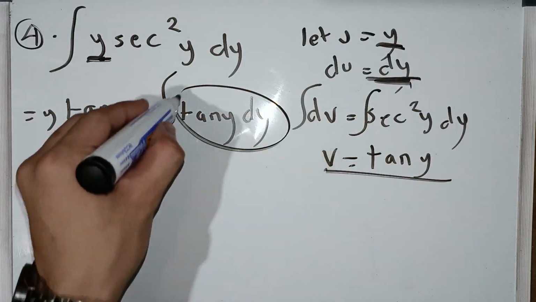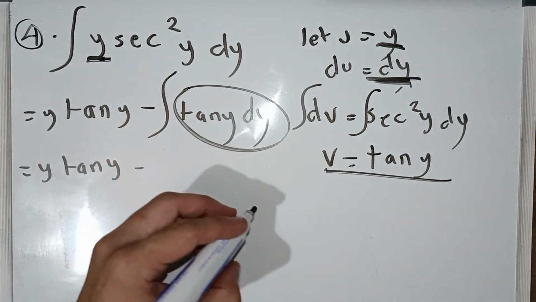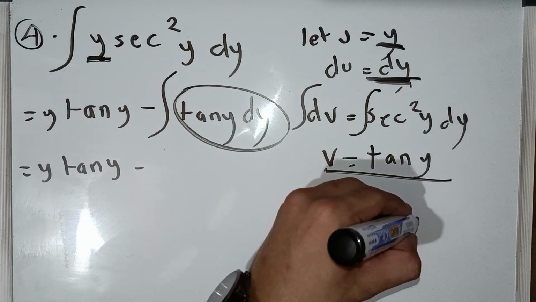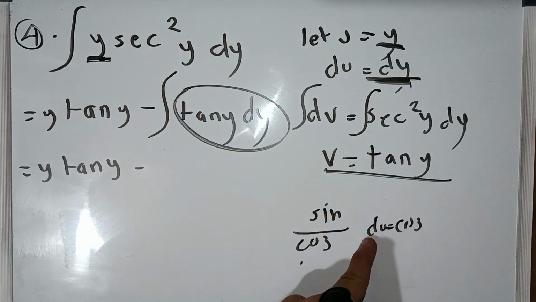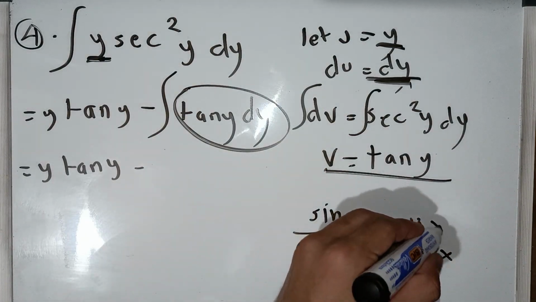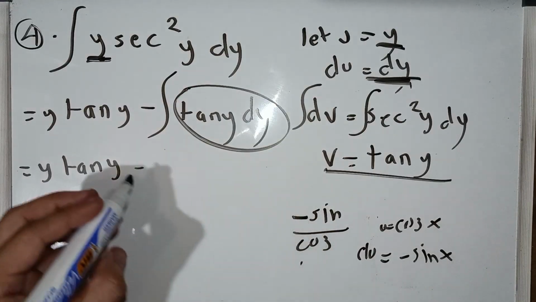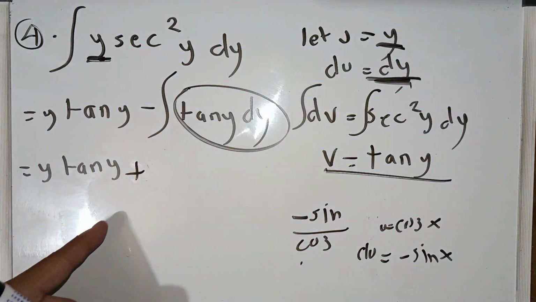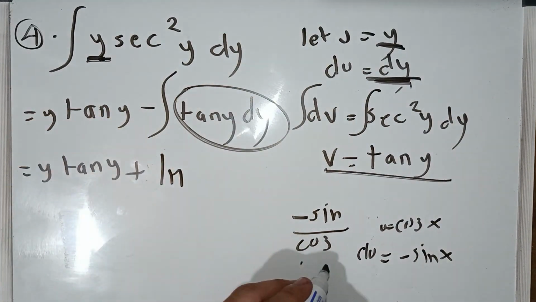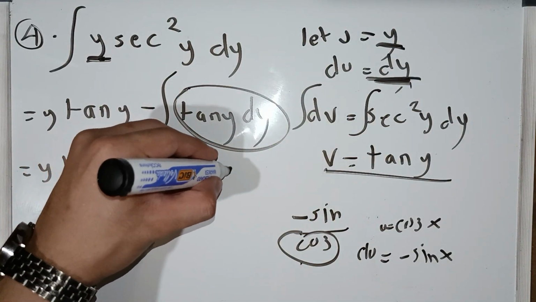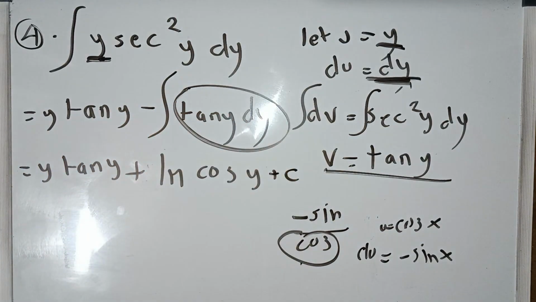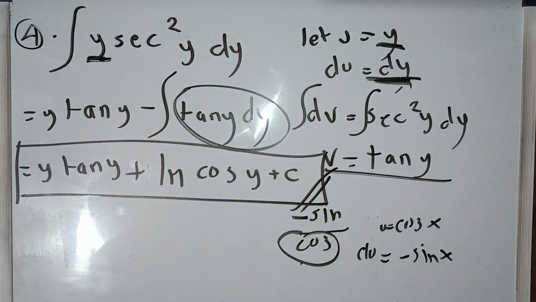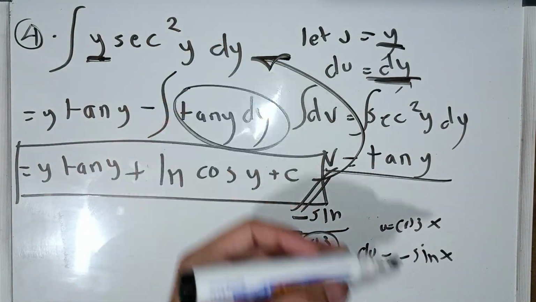So let's get the integration of this. Since tangent is sine over cosine, and the derivative of cosine is negative sine, that is now equal to plus ln of cosine y plus c. So this is now the integration we get when we integrate the integral of secant square y dy.